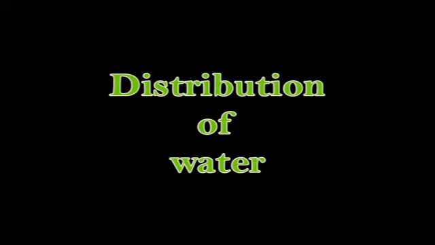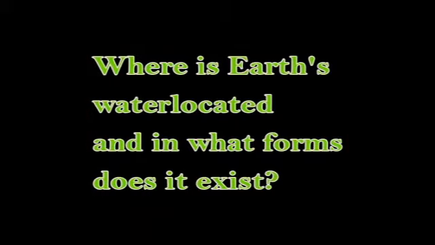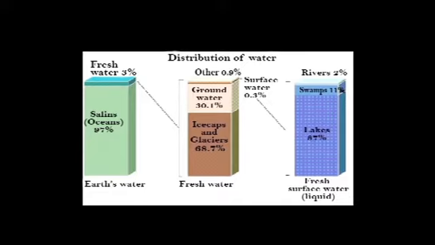Distribution of water. Where is earth's water located and in what forms does it exist? You can see how water is distributed by viewing these bar charts. The left side bar shows where the water on earth exists. About 97% of all water is in the oceans.